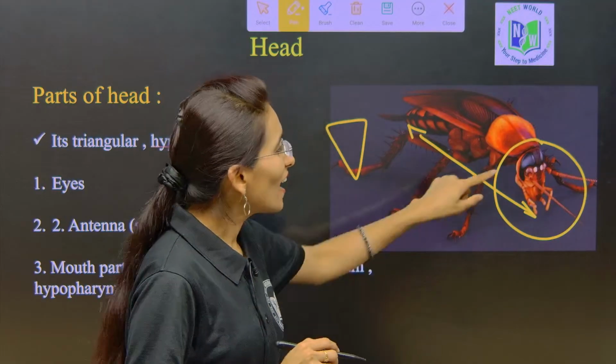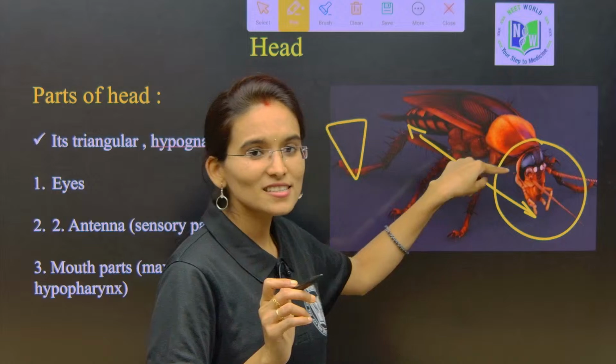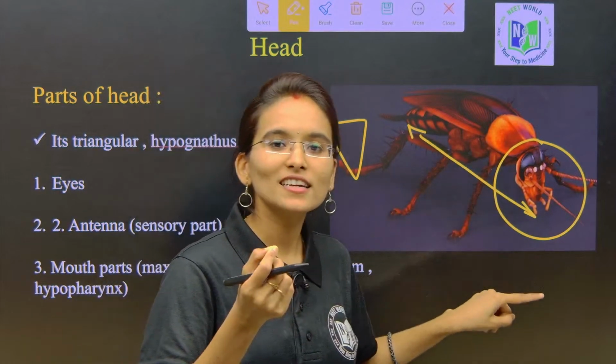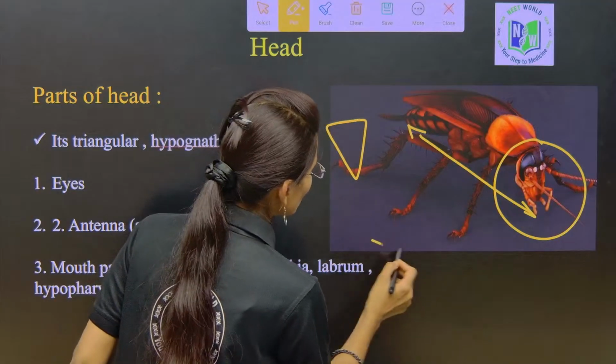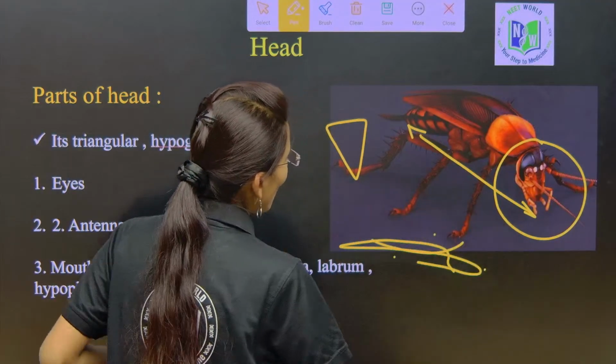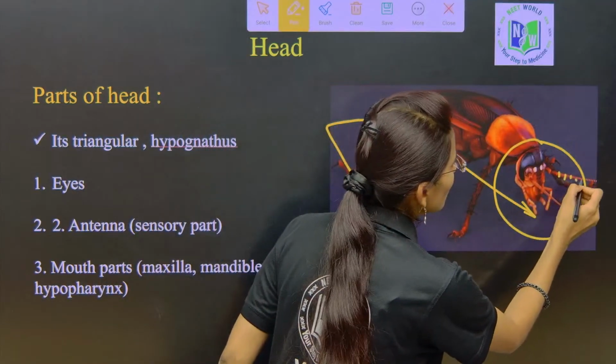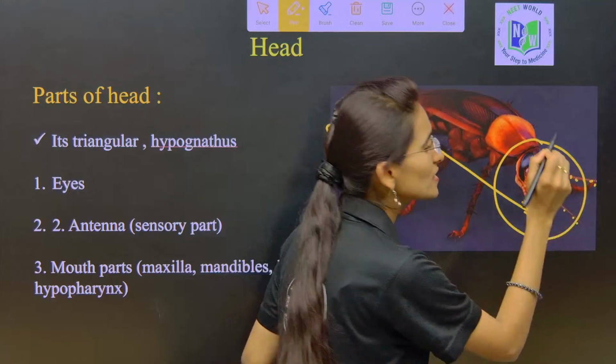When it comes to the head, the eyes are completed, and the antenna we have discussed. The antenna are segmented in cockroaches. You can see here, we can find the segments in the antenna.